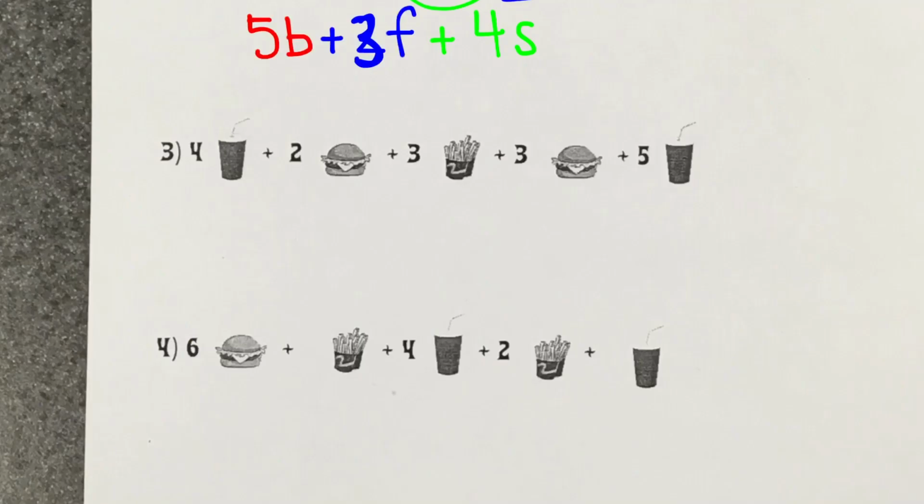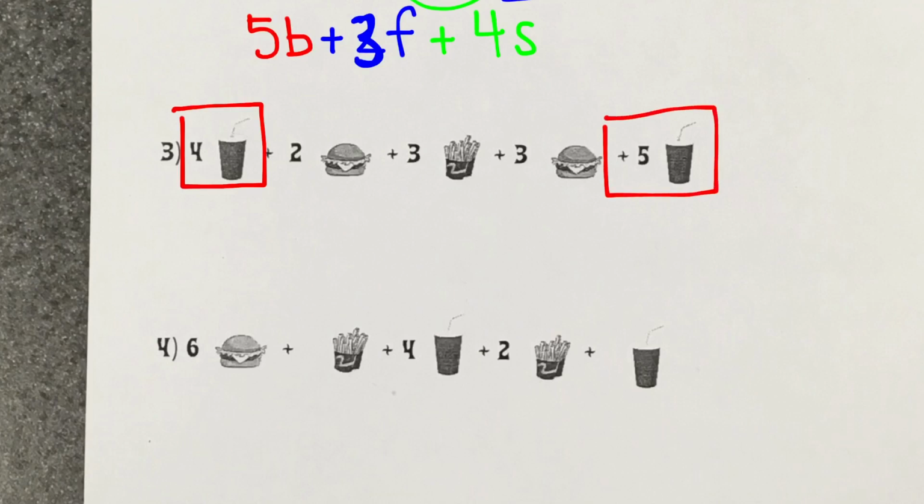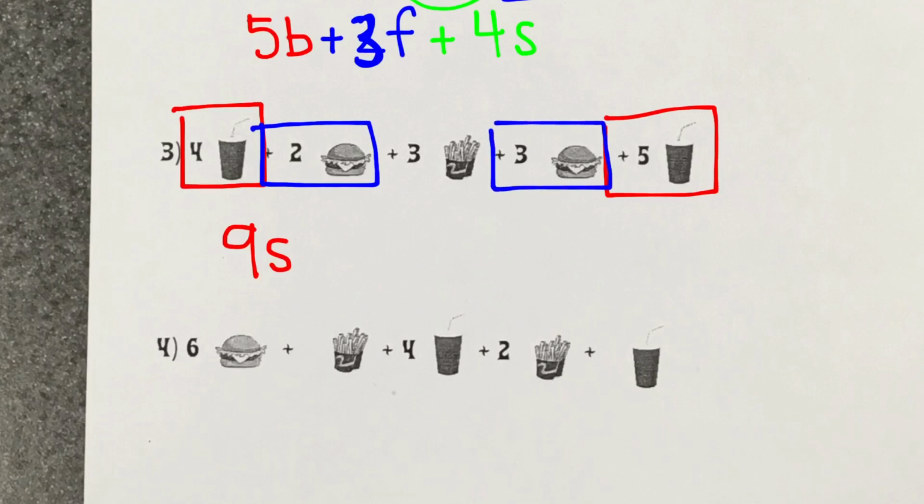Okay, so this one, I'm going to start with my first one, which is 4 soda. So I'm going to box that soda, and then the other one, I'm going to take the operation with it. So 4 sodas plus 5 sodas is 9 sodas. All right, now what do I have? Hamburgers. So I have 2 hamburgers plus 3 hamburgers. I took that operation, so it's a plus. So 2 plus 3 is 5 hamburgers.